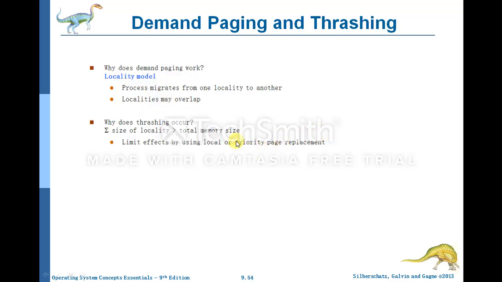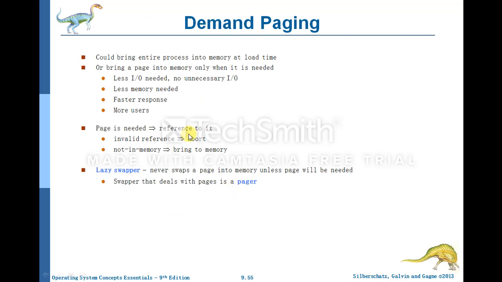Next, demand paging and thrashing. Why does demand paging work? Let us also recall first what demand paging is. Demand paging could bring the entire process into memory at load time, or bring a page into memory only when it is needed. So less input/output is needed, no unnecessary input/output, less memory needed, faster response, more users. When a page is needed, there is a reference to it. An invalid reference results in an abort. If it is not in memory, then it will be brought into memory.